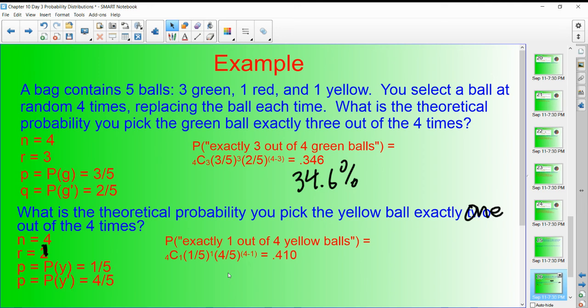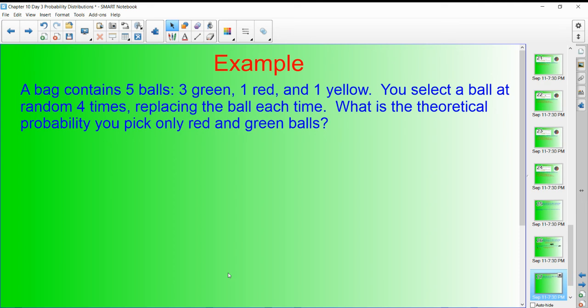And one more practice for us to try. This throws a slightly complicated concept at you. I want you to think about what's success in this case. Each time, what am I defining as success? Try to find the probability that I only pick red and green balls. Go for it.